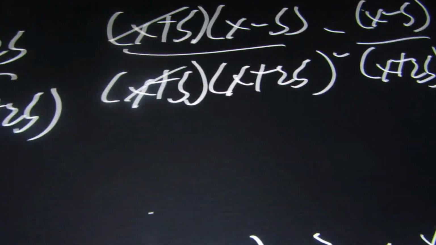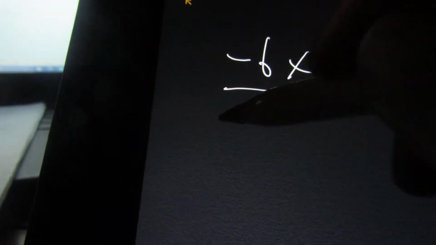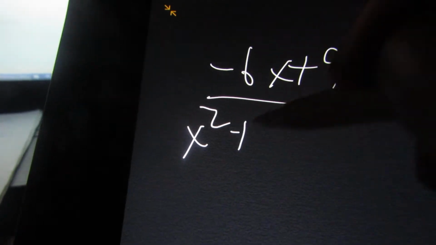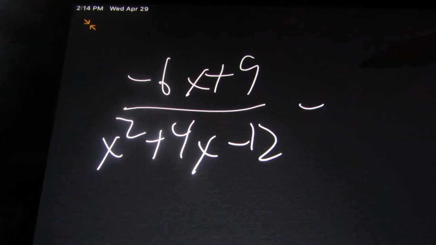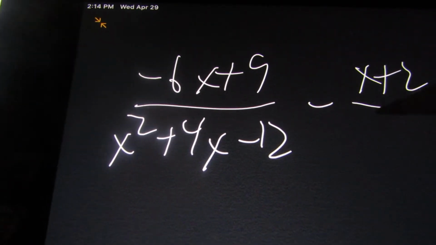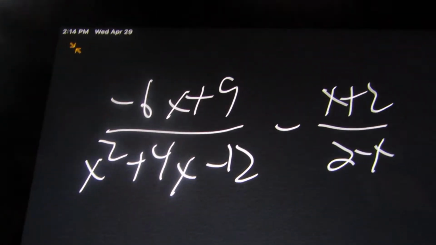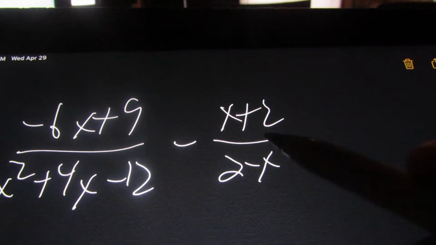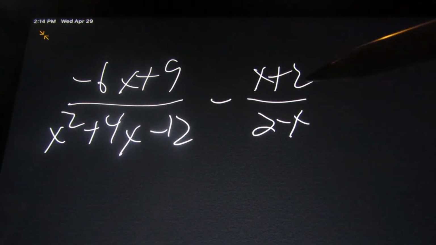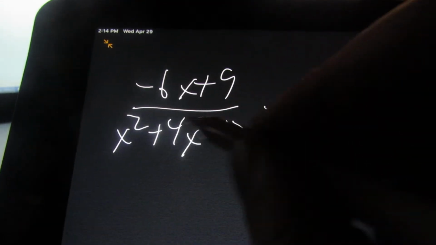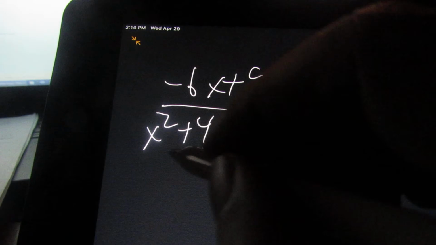Okay, so the next one is going to be negative 6x plus 9 over x squared plus 4x minus 12, minus (x plus 2) over (2 minus x). So again, we want our x's to be first and we want them to be positive. So I'm going to factor out a negative 1 here. And I'm going to factor the other denominator.